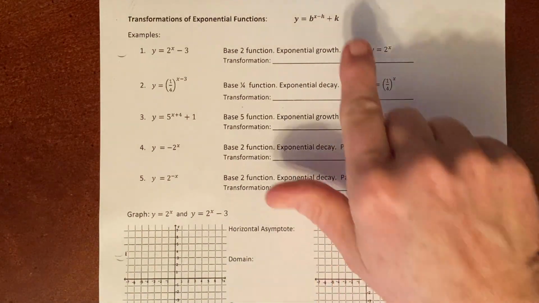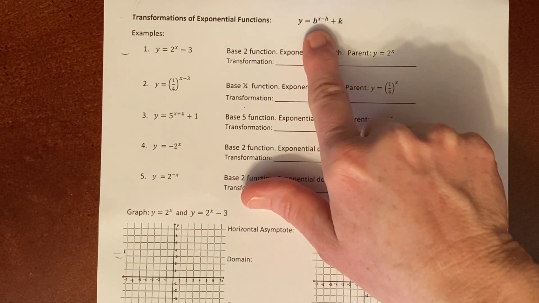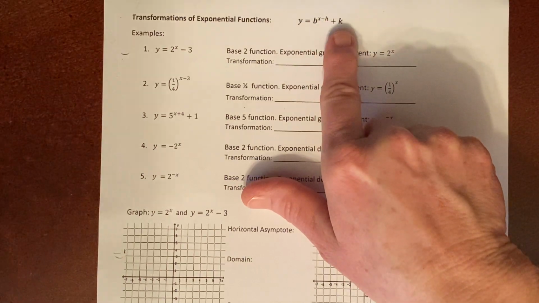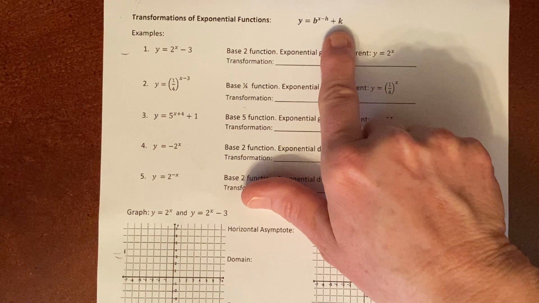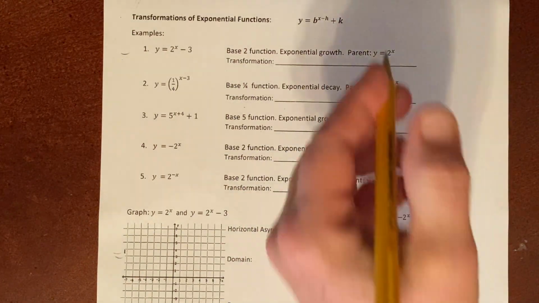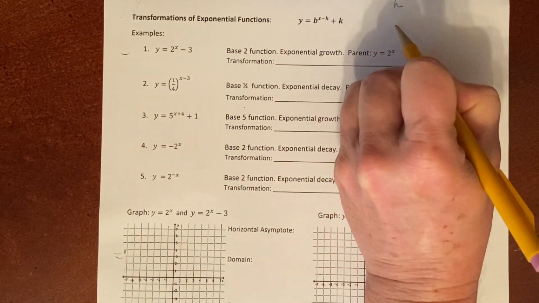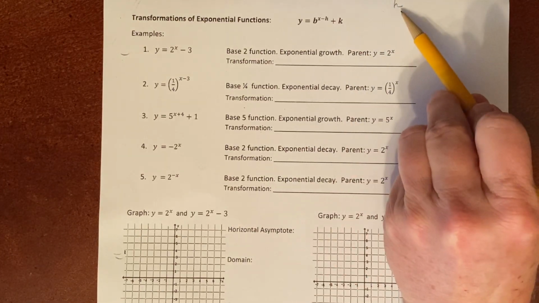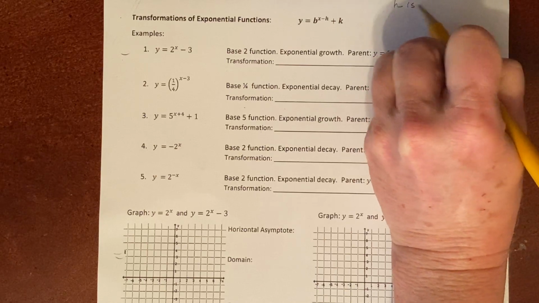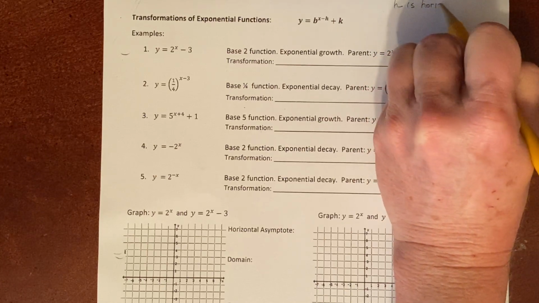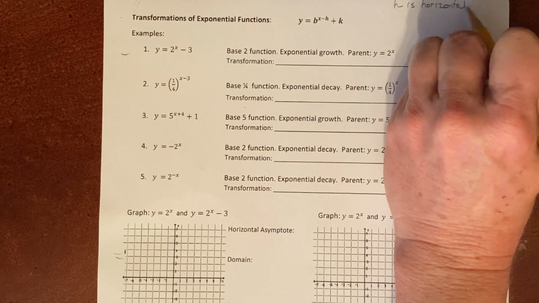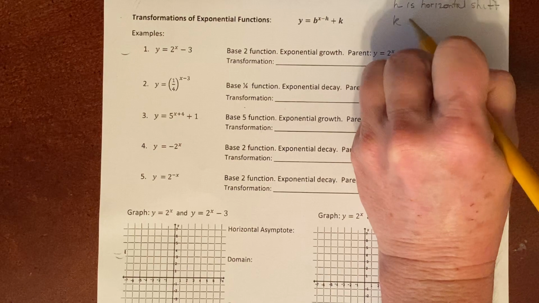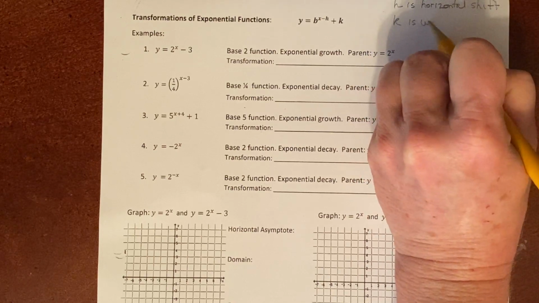If we study this equation, b again is the base, but notice that instead of having just x up here, we have x minus an h value, and then maybe we're adding or subtracting something to this exponential. So let's define what we remember about h and k and the effect they might have on a graph. So that's h. H is going to correspond to a horizontal shift. The k value is going to tell us the amount of the vertical shift.